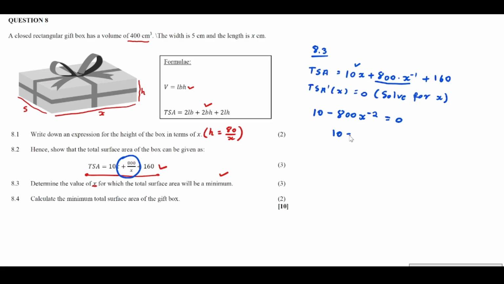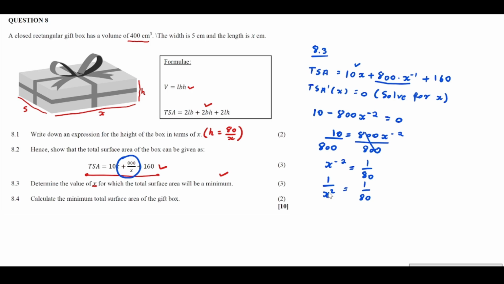I'm going to take 800 to the other side so that I just have positive values, and then I'm going to divide this by 800. Also this part I'm going to divide by 800 such that they cancel, and then I'm going to have x to the exponent of -2, which is going to be 1 divided by 80. And then this one, I'm going to write it as 1 divided by x squared. This is equal to 1 divided by 80.